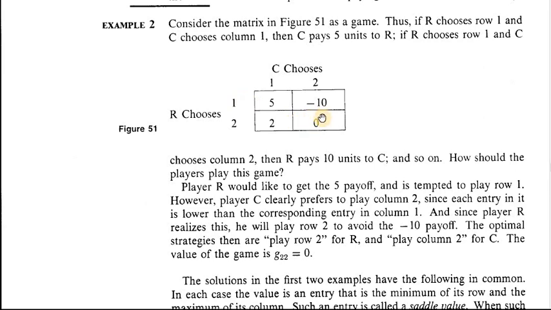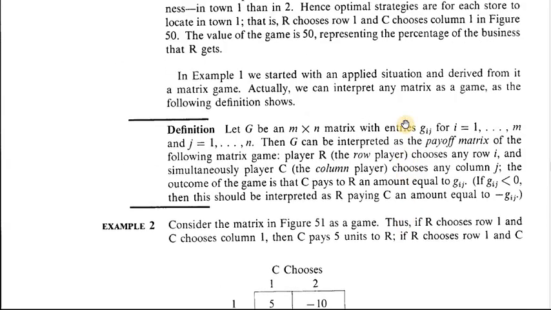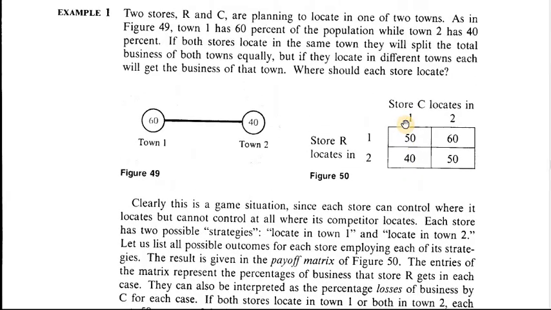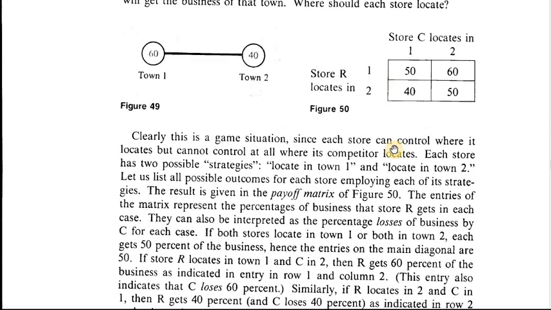Now notice something about this 0. This 0 is the minimum value in this row and the maximum value in this column. Right. Now notice that in the previous game, when our best strategy was both row and column players choosing town 1, this 50 is also the minimum value in its row and maximum in its column. Now what's the significance of that?